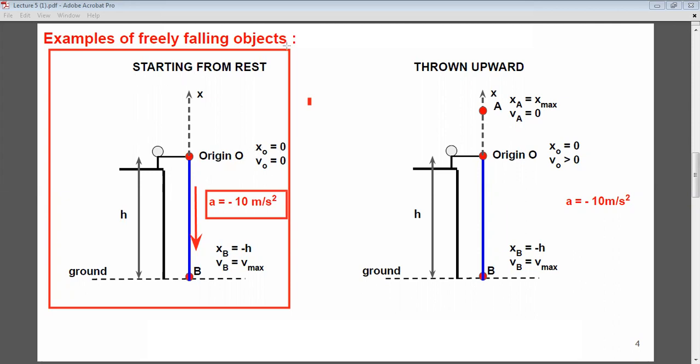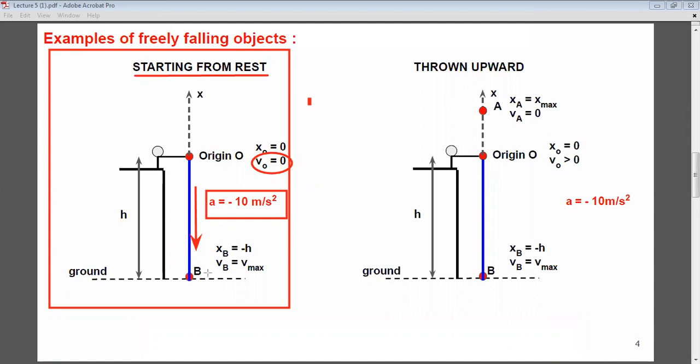It's starting from rest, so v initial is 0, because it's starting from rest. And it falls with the acceleration minus 10 meters per second square. When it reaches the floor, it reaches position B. What do I know about position B?